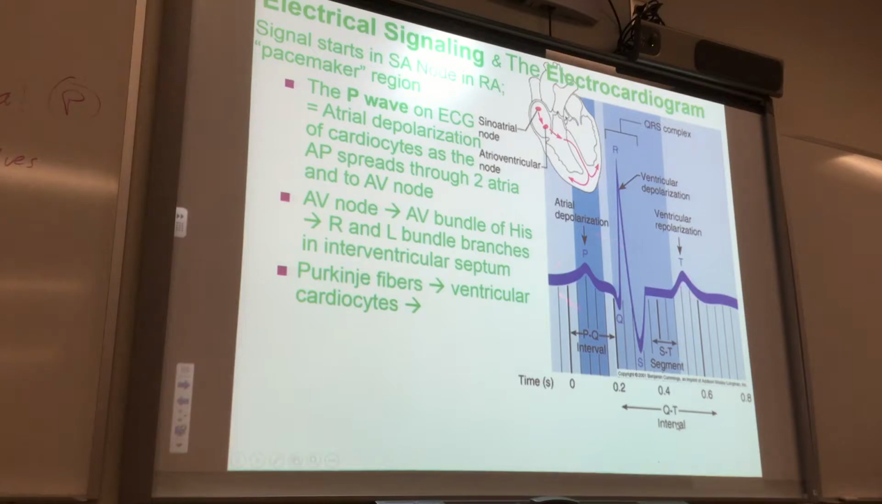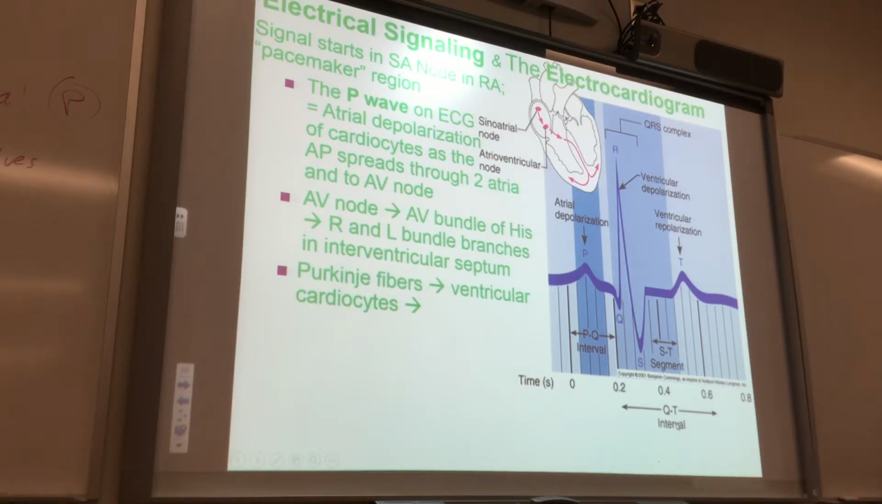Then, so we're still just doing the P wave, atrial depolarization. After atrial depolarization, you have the signal go from AV node, AV bundle of His, bundle branches, Purkinje fibers to the ventricular cardiocytes. And now what are the ventricular cardiocytes going to do when they receive that electrical information? Yes, they'll depolarize and they'll contract.